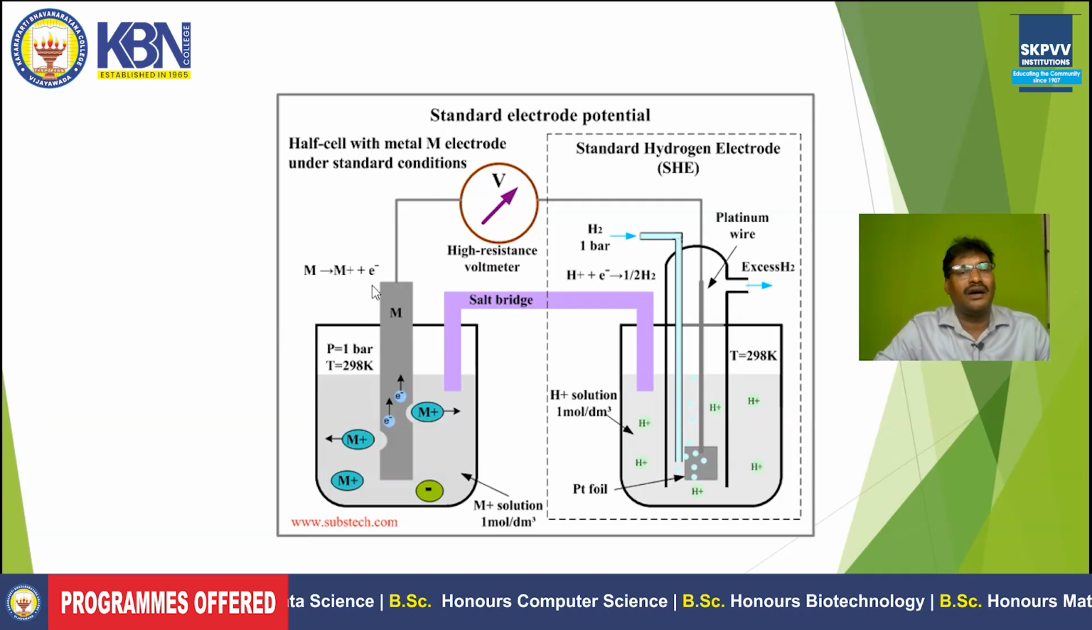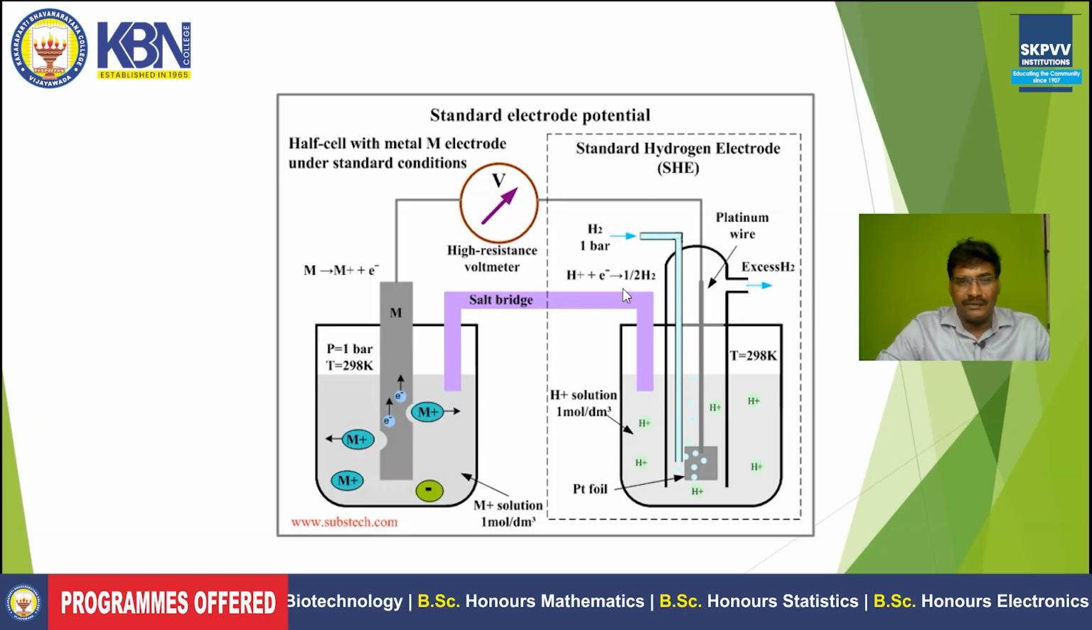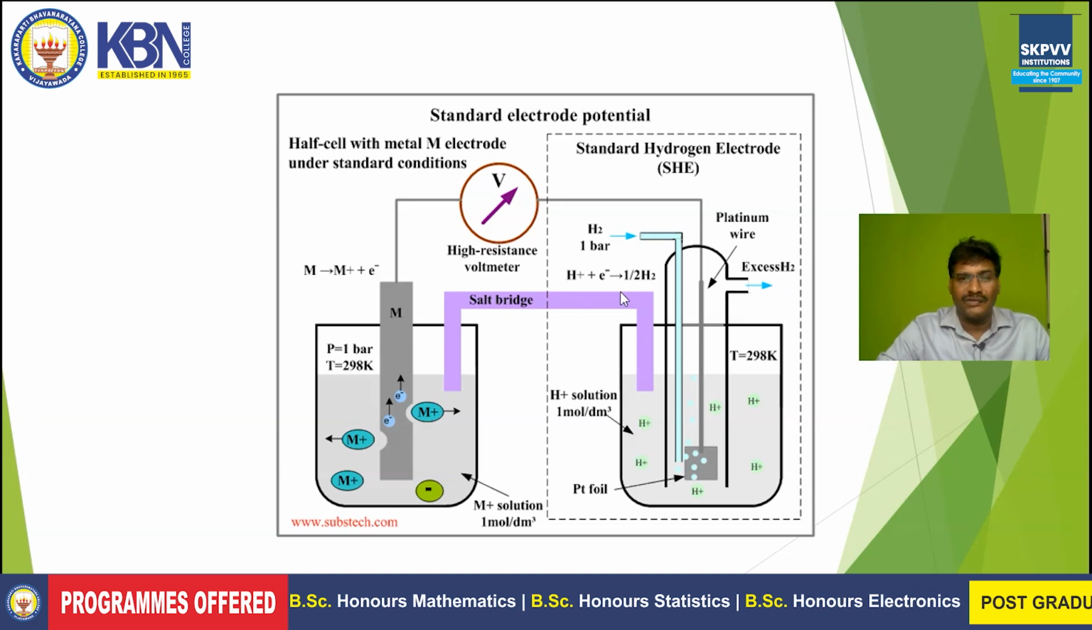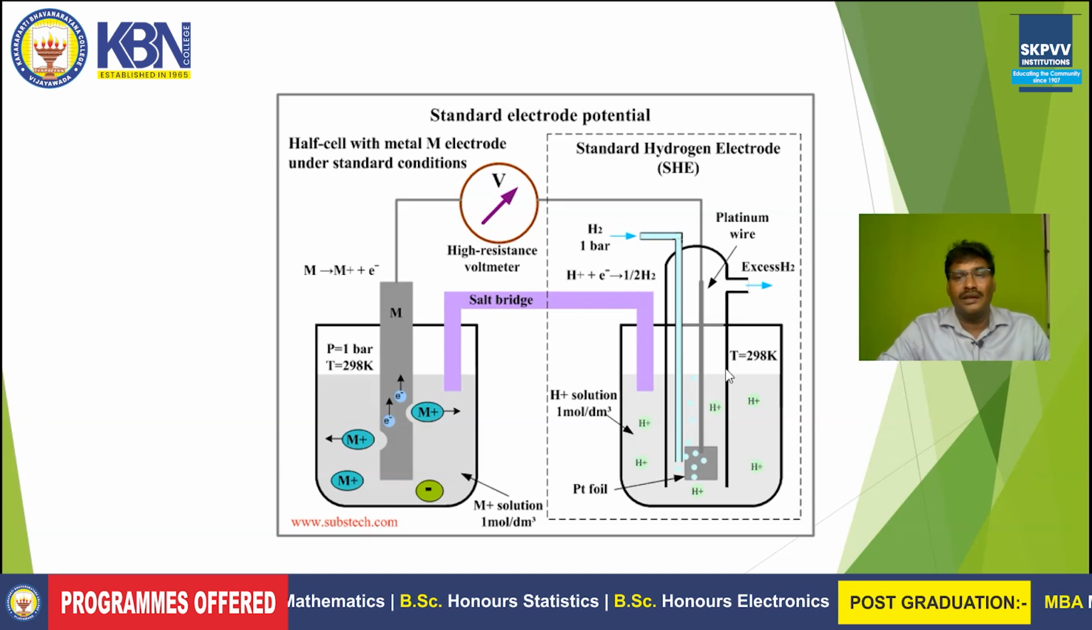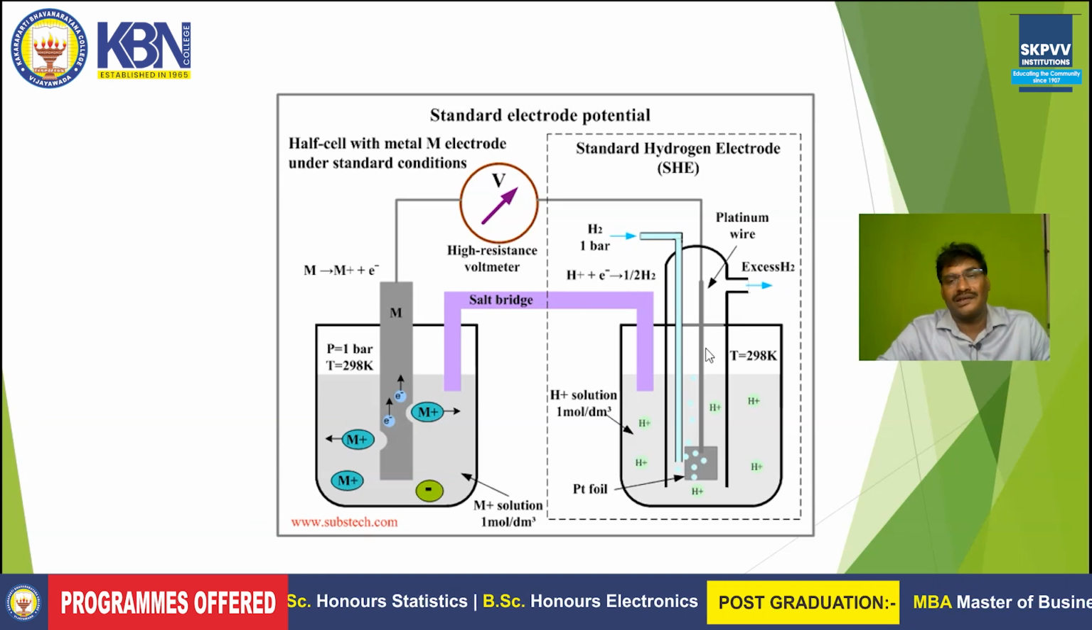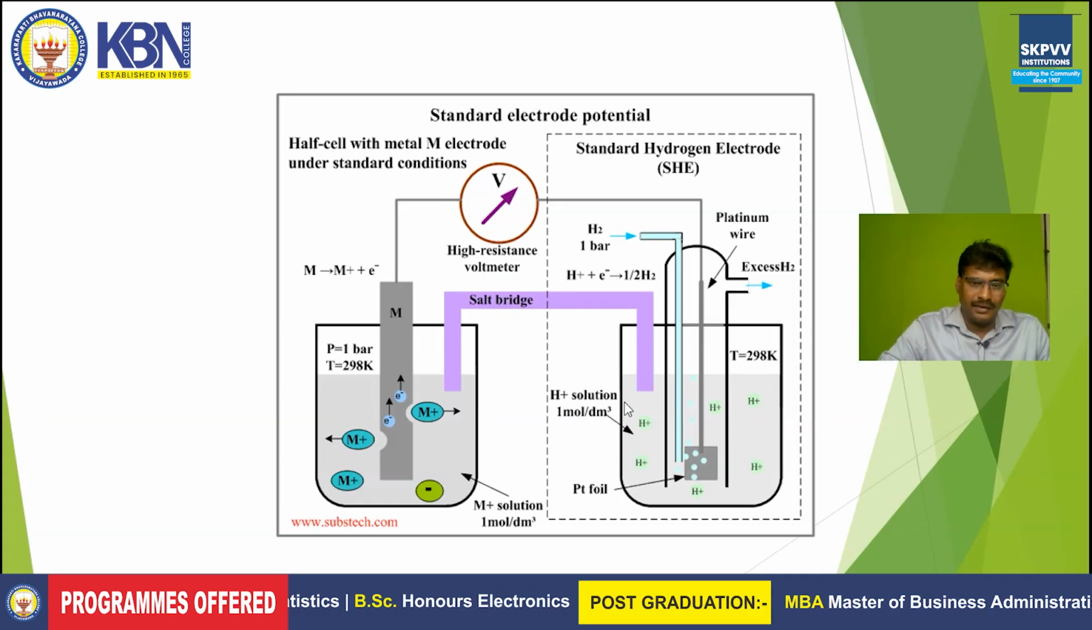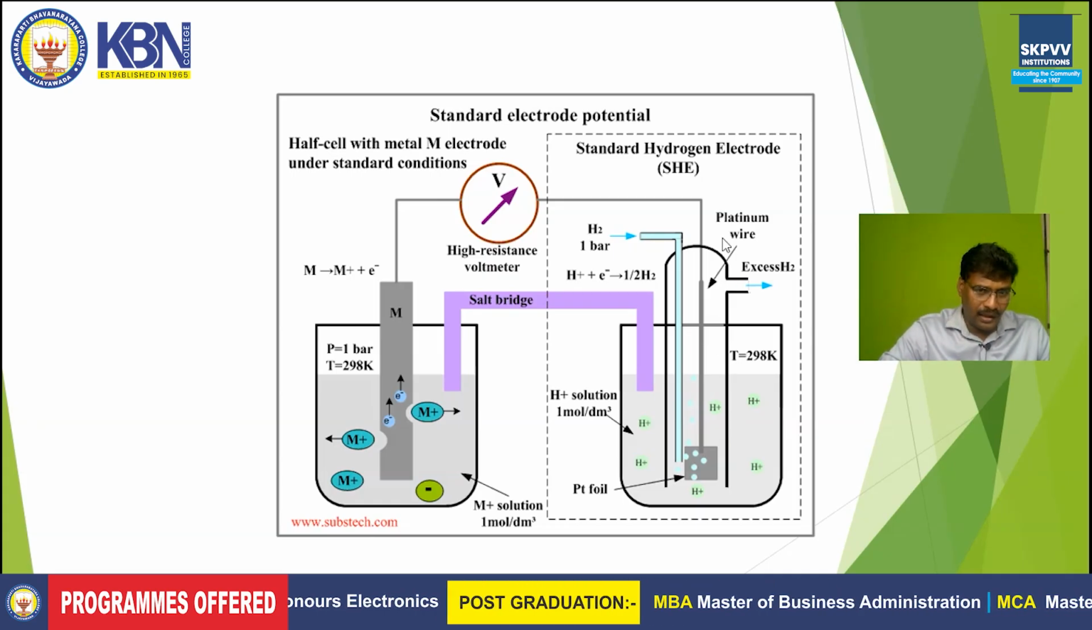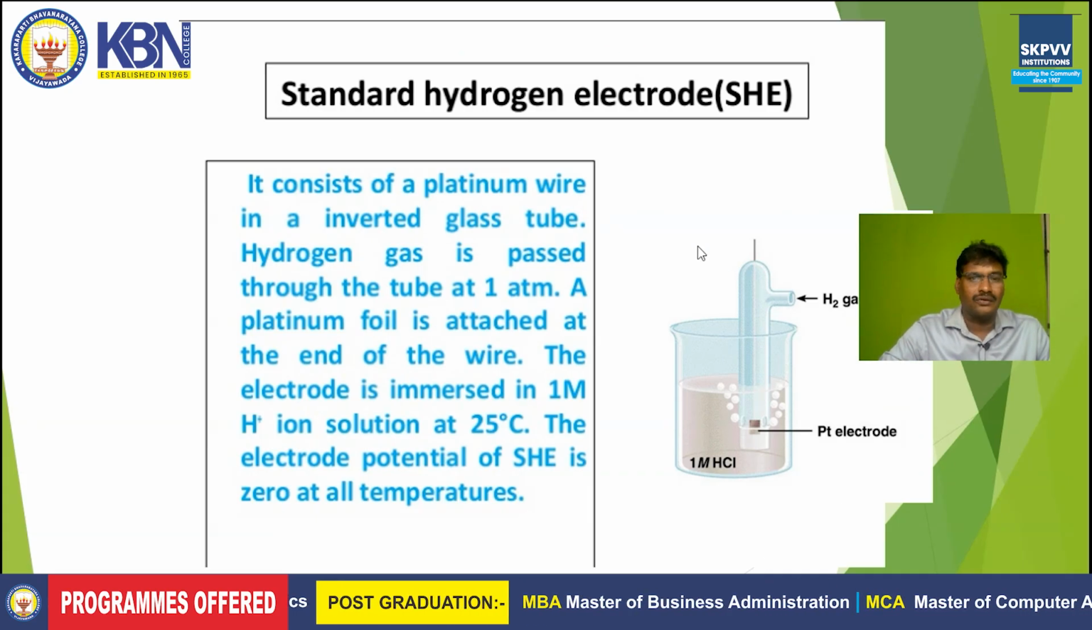Here metal oxidation takes place and releases electrons. This electron is taken by H plus ions and converted into half H2, hydrogen gas. Therefore, how is it constructed? Here is the construction of the standard hydrogen electrode.